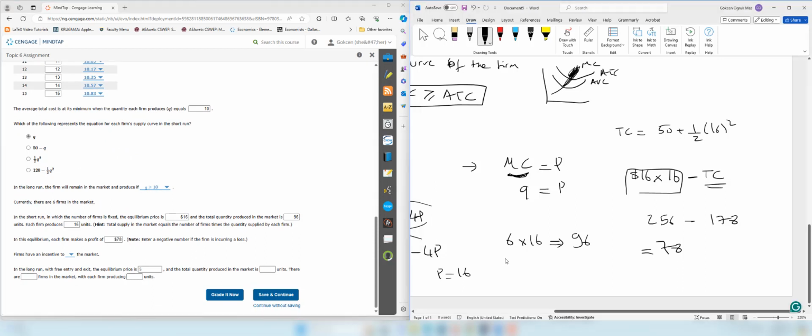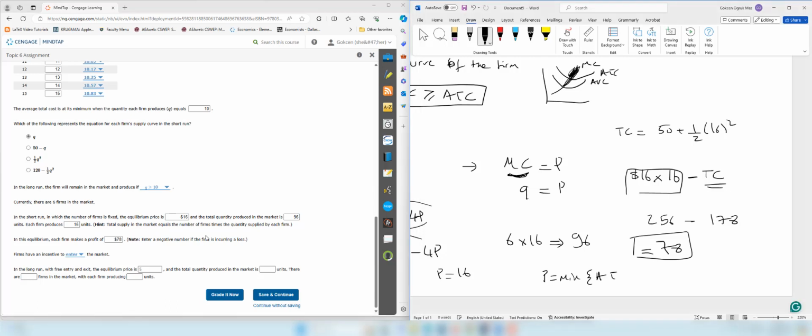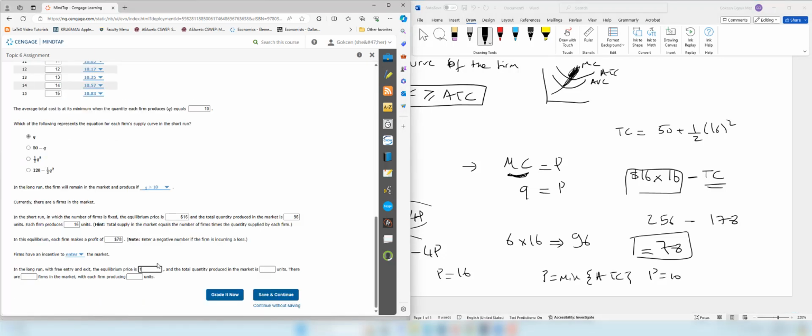Since each firm is making a positive profit, the firms have an incentive to enter this market. And in the long run, if you remember, the equilibrium price is going to be equal to the minimum of ATC. We can scroll down and find where the minimum of ATC is, which is $10. So the price is going to be $10 in the long run. Let's type it here, 10.